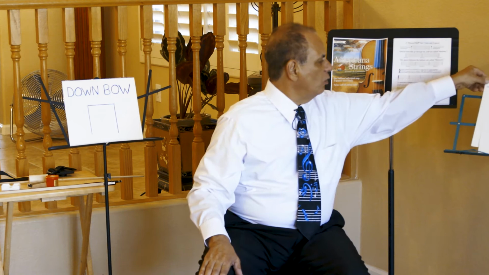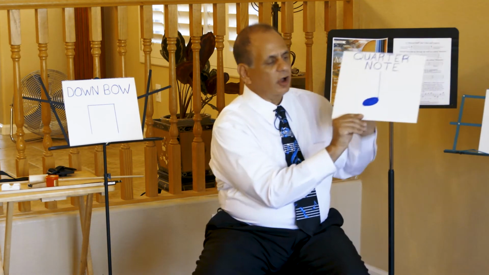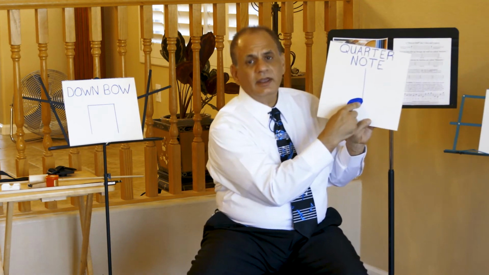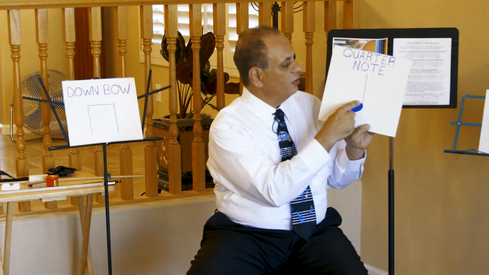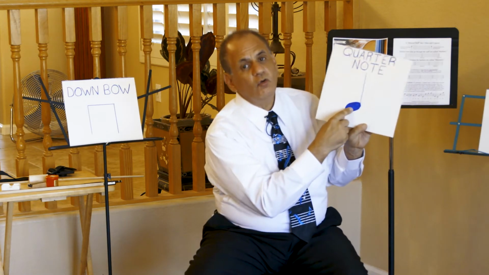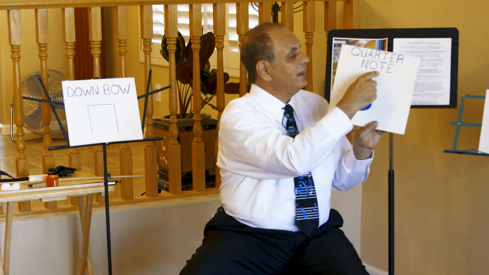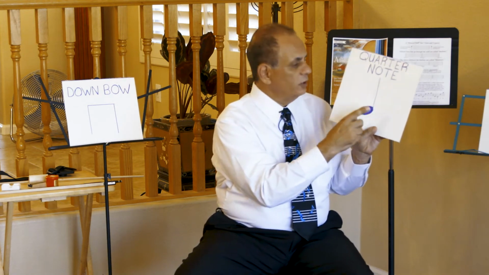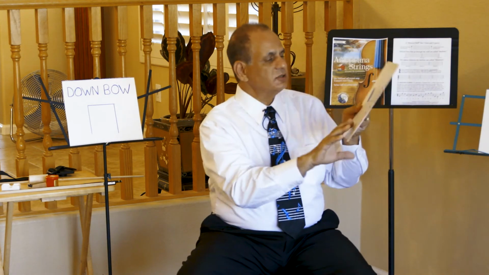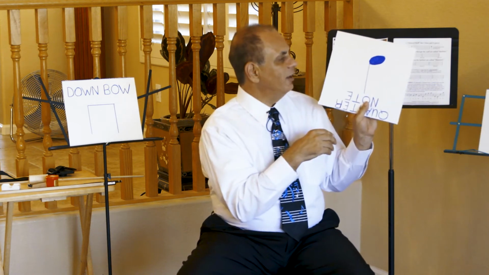Now, a quarter note will look like this. Draw a circle and color it in. Draw an oval and color it in, and we add a stem for a quarter note. Now, a quarter note could look like this, or it could look like this, upside down.